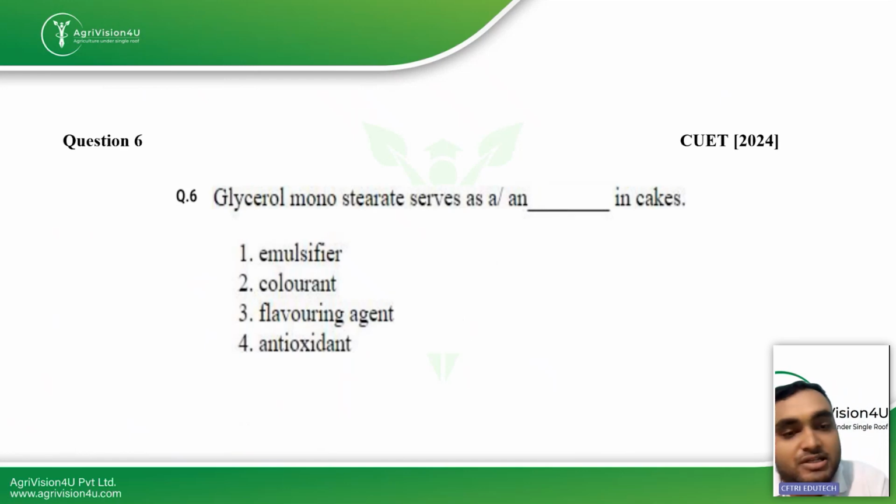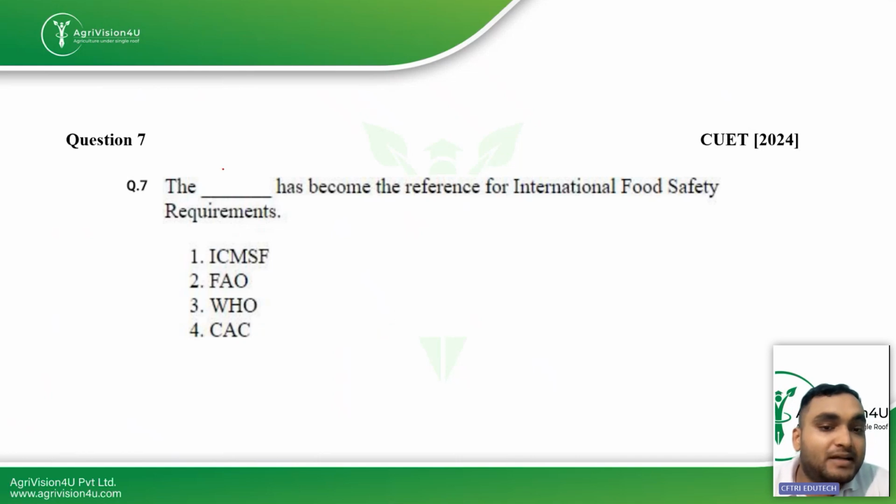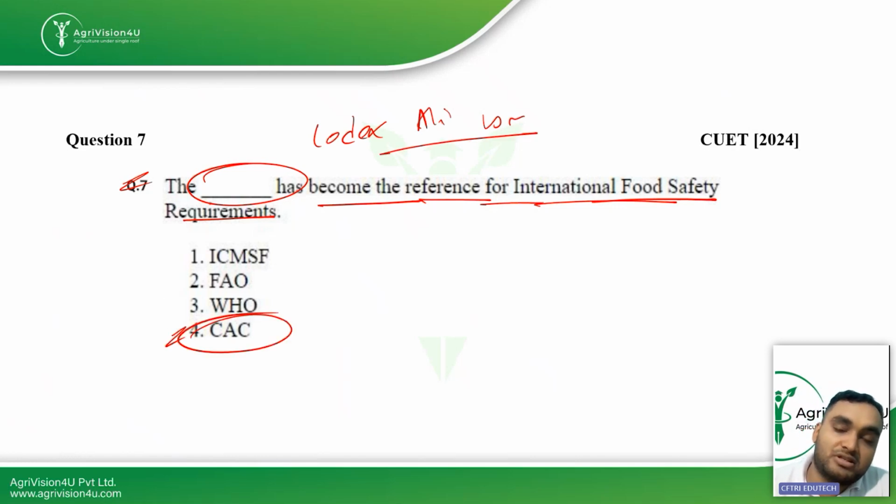Then coming to the sixth question: glycerol monostearate serves as a dash in cake. This question has come from the cake processing topic. Glycerol monostearate works as an emulsifier in cake processing. The next question we have is: the dash has become the reference for international food safety requirements. The answer is Codex Alimentarius Commission. So CAC, which is Codex Alimentarius Commission, is the right answer for this question.